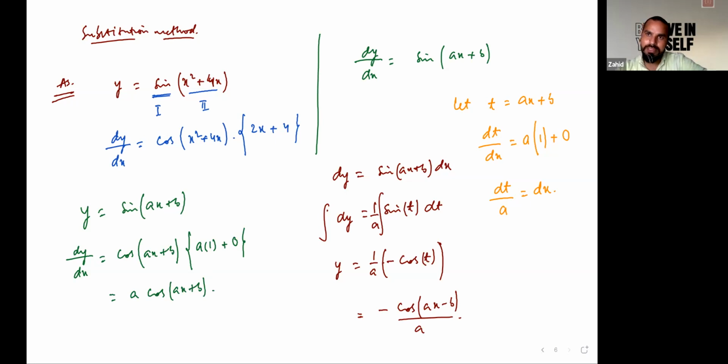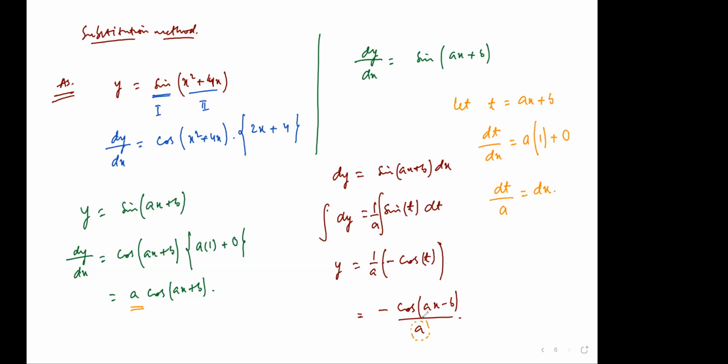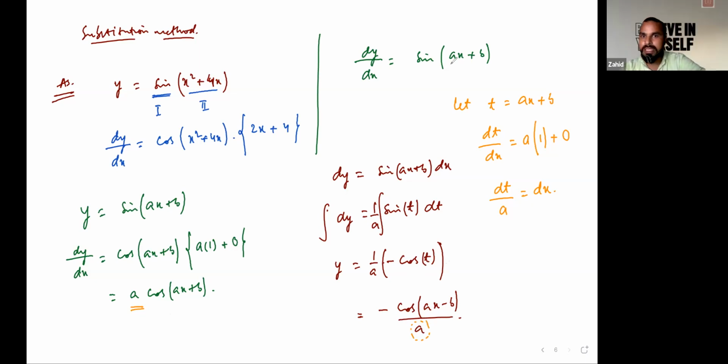From this differentiation and integration, we can conclude two different rules. First, while differentiating, the coefficient of x gets multiplied to the main result. Similarly, while integrating, the coefficient of x gets divided in the integration. Is it clear? Yes, sir.